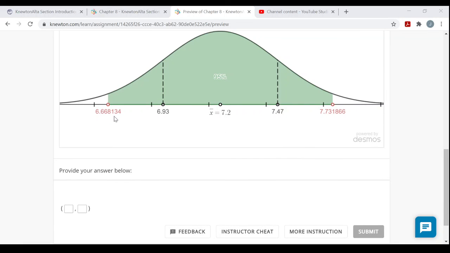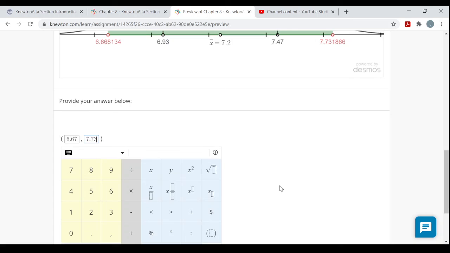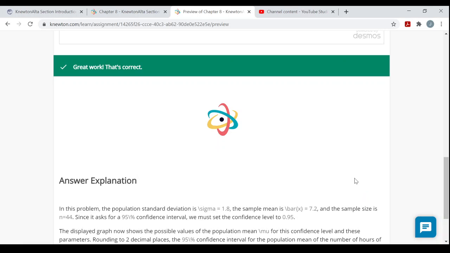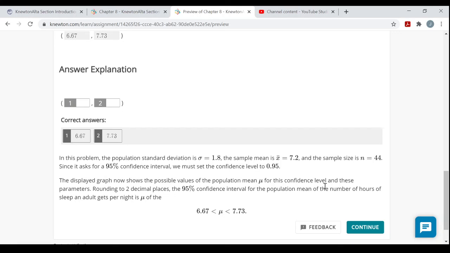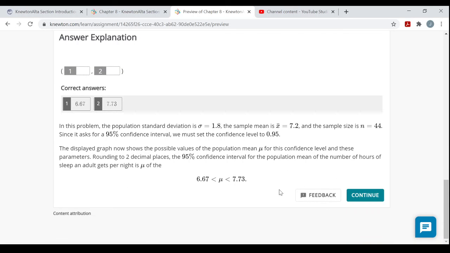So I use these numbers here as the lower bound and upper bound of my 95% confidence interval, and they said again round to 2 decimal places. So lower bound 6.67 and upper bound 7.73, each rounded to 2 decimal places. Submit, and good. They say great work, that's correct. Again, read your answer explanations, even if you're right, and especially if you're wrong. Read through the answer explanations and try to figure out where you went wrong.